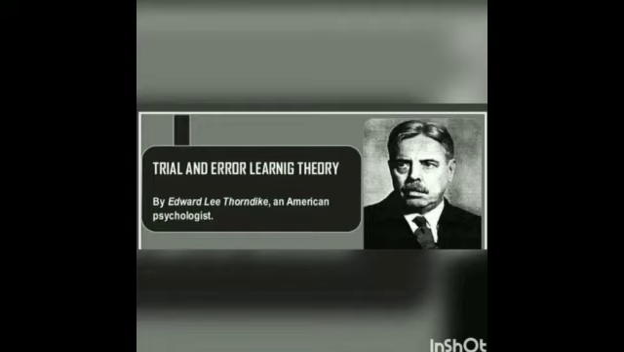Thorndike says that learning is the process of building a connection between a particular stimulus and a response. This connection can be strengthened through the trial and error method. Thorndike formulated his theory based on his experiment conducted on cats.